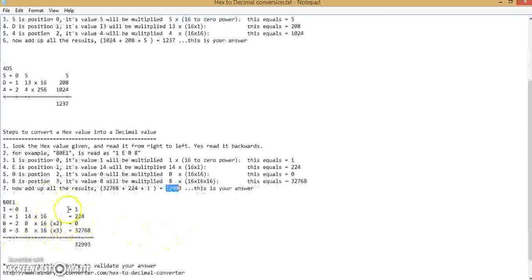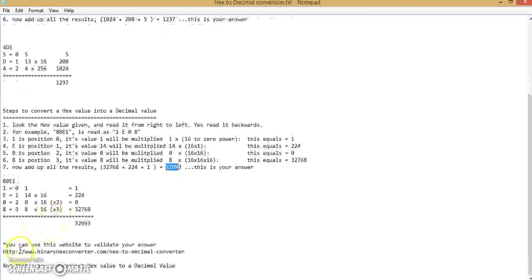I've done it here sort of in a long way math as well. You can always validate this by going to any number of websites. Here's a website here at binaryhexconverter.com.